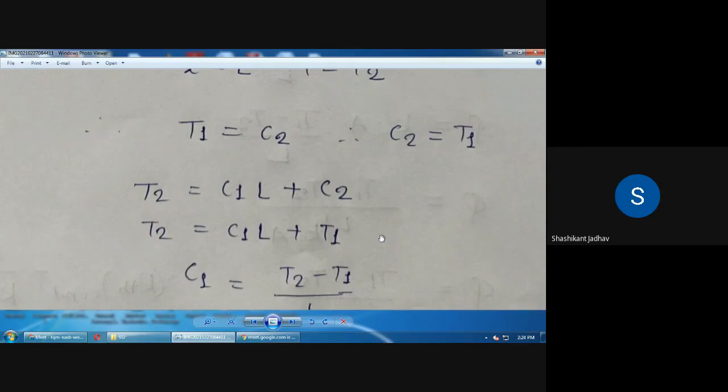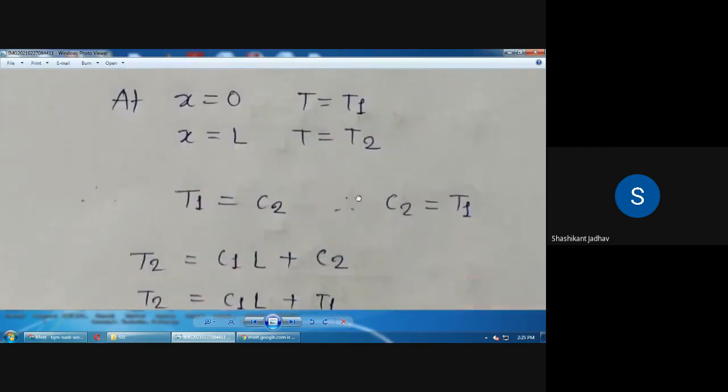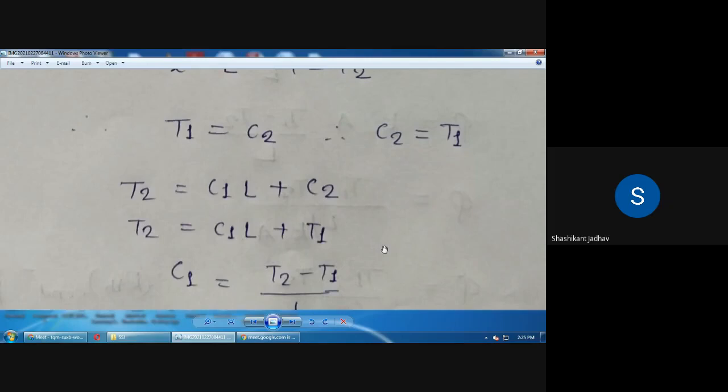Okay, okay. So write down that second boundary condition, put those values into equation number 3, then we get the value of C1.